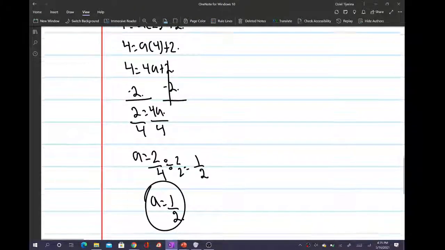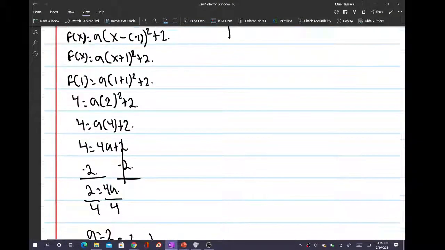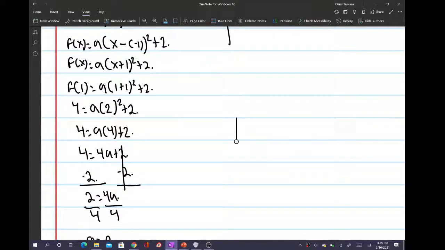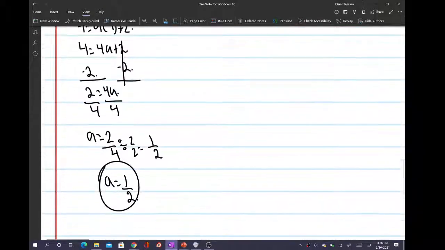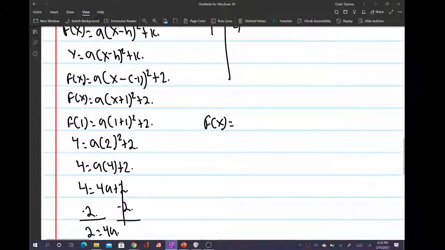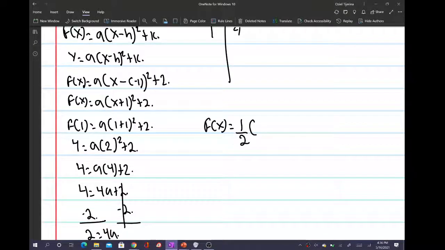So then we know that a is 1/2, and we already have basically everything else written. Now we have our vertex and everything. So now we can say that our function is f of x equals 1/2 times x plus 1 squared plus 2, right?